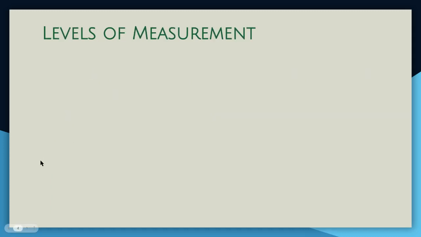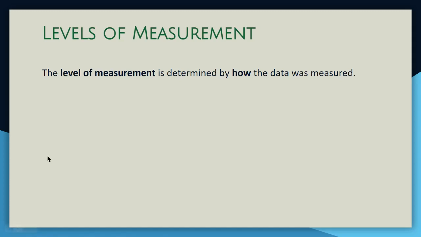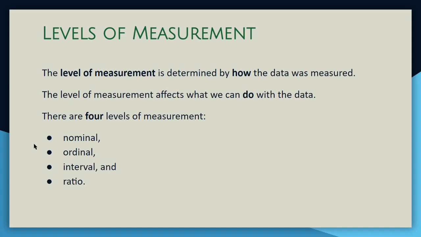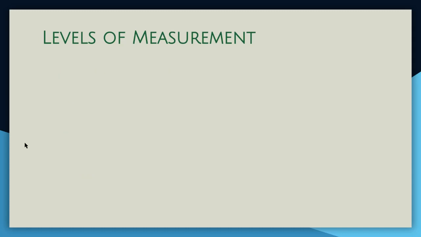Quick review of levels of measurement. The level of measurement is determined by how the data was collected. The reason that's important is it affects what we can do with the data. Certain techniques require more information or a higher level of measurement. There are 4 levels: nominal, ordinal, interval, and ratio. We're going to talk about those 4 really quickly.